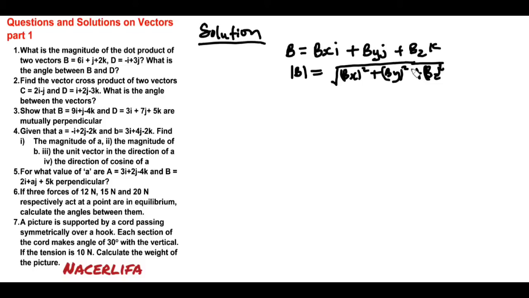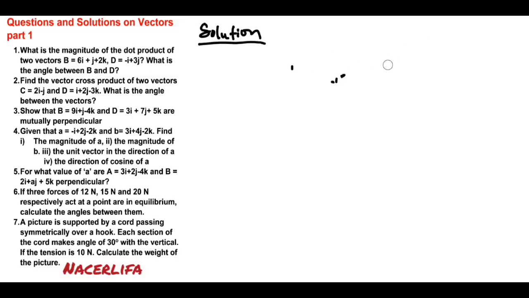So we shall be employing this relation to find the magnitude of the dot product. So before we do that, let us find the dot product of B and what? D. Dot product is just like multiplication, but it follows a special pattern. How do we find the dot product of vectors?